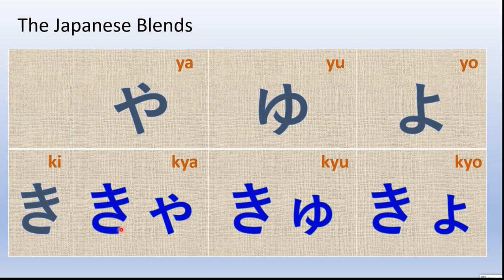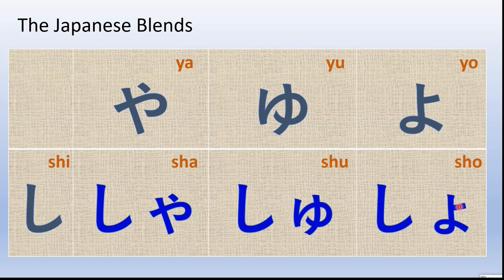So kya is written like this, kyu is written like this: first the full size ki and then the half size yu. Similarly, in kyo we have the full size letter ki and the half size letter yo. So this is the rule to write all the blended sounds in Japanese. Second line is sha, shu, sho. So here again you can see shi is written full size, ya is written half size. So this becomes sha. We have shu here and sho.